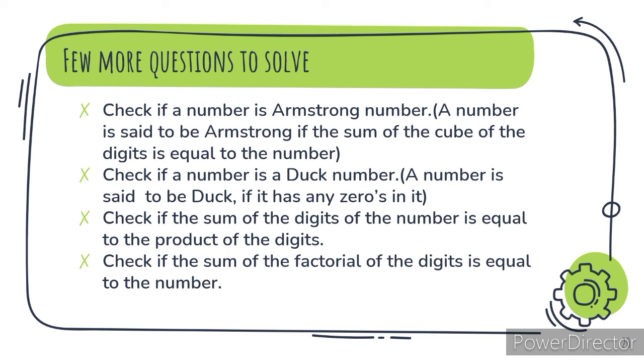And then check if the sum of the factorial of the digits is equal to the number. So what is factorial? Factorial is the product of natural numbers up to the given number. If I want to find the factorial of d, I have to find the product of all natural numbers up to d. Once I find the factorial, we'll find the sum of the factorials of the digits and then check whether it is equal to the number. So these are some of the programs which you can practice at home on your own.